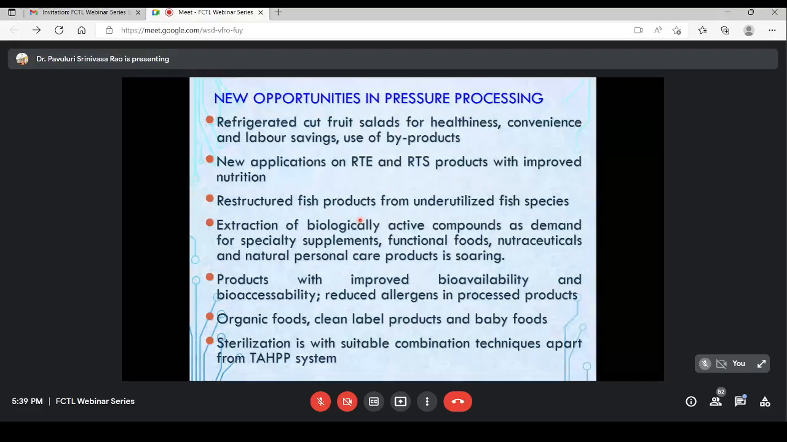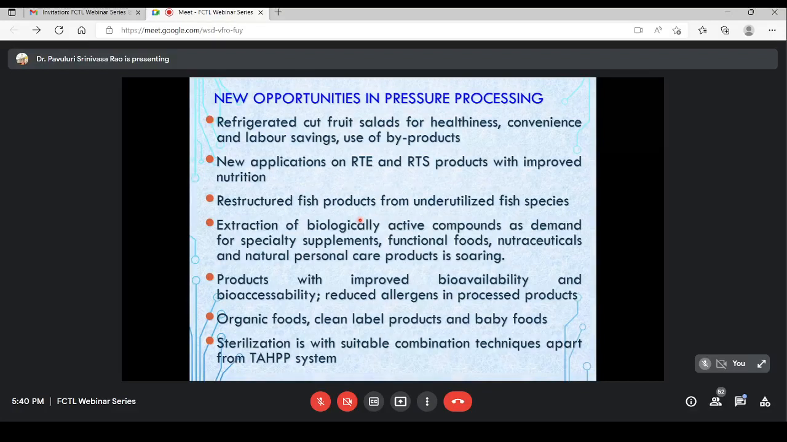Now, apart from the existing applications, there are a lot of new opportunities in pressure processing, where refrigerated cut fruit salads for healthiness, convenience, and labor savings. Once we have such an organized cut fruit industry, the byproducts can be collected and utilized well. At the same time, new applications are ready to eat or ready to serve products with improved nutrition, where you can have a lot of bioactives embedded into it, and of course you can treat them, so that these will be serving altogether a different segment.